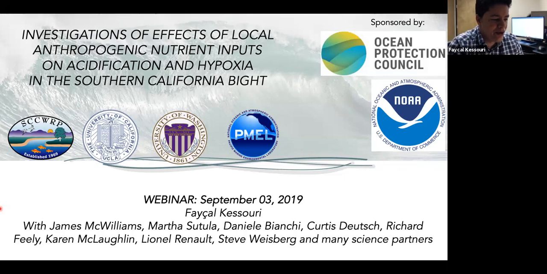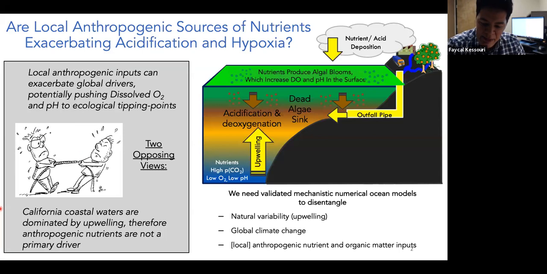So I'm going to talk about the investigation of the effect of local anthropogenic inputs on acidification and hypoxia in the Southern California Bight. So I'm stepping a little bit back in time, when the common wisdom in California, because of the dominance of the upwelling system, was that nutrients coming from the land or from the atmosphere cannot have a role in ocean acidification on the coastal shelf of the Bight. But recent science discussions recognize that possible effects of these inputs can happen, and this could happen via eutrophication, where when the blooms decay, the newly formed organic matter sinks to the subsurface and gets respired, consuming oxygen and producing carbon.